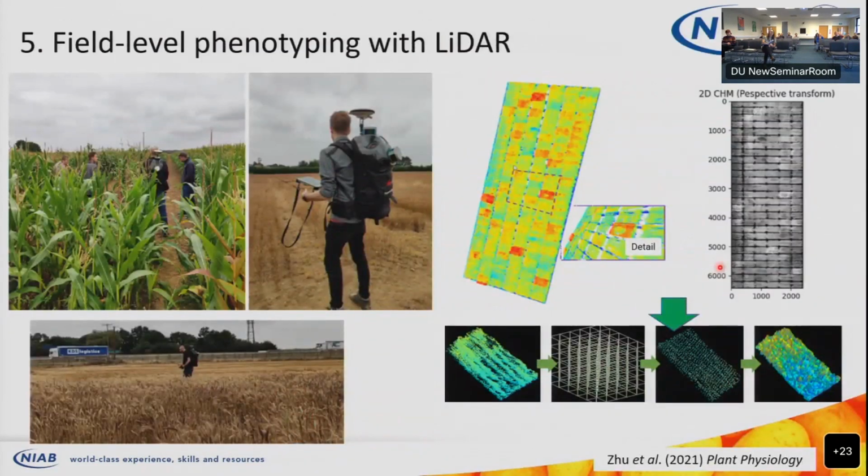Another field-level phenotyping approach was with LiDAR. This one was previously utilized on wheat, and then gradually expanded to maize. You can see the work we've been doing, with this backpack LiDAR walking the field and generating large-scale point clouds that represent the field. It's basically the 3D representation of the field.